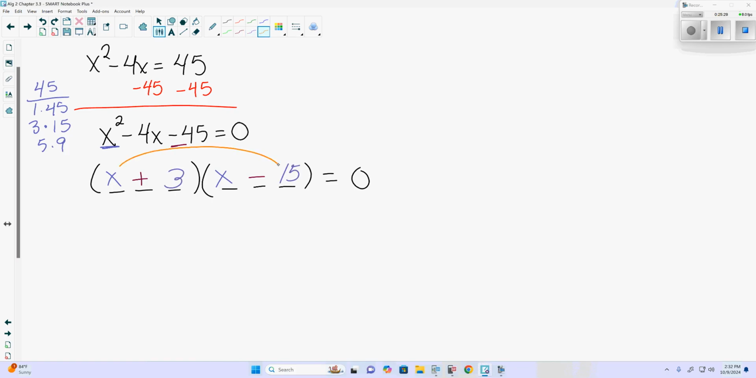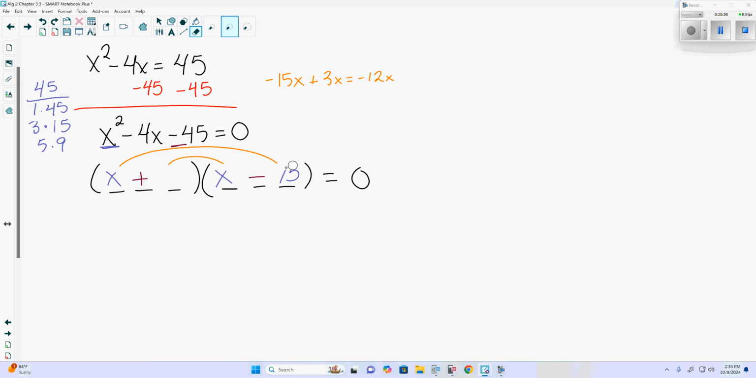And last thing we need to do is check and make sure before we solve. x times negative 15 is negative 15x. 3 times x is plus 3x, giving us negative 12x. Is that the middle term we wanted? No. We could flip the 3 and 15. All that's going to do is change it from negative 12x to positive 12x. So what can we try next?